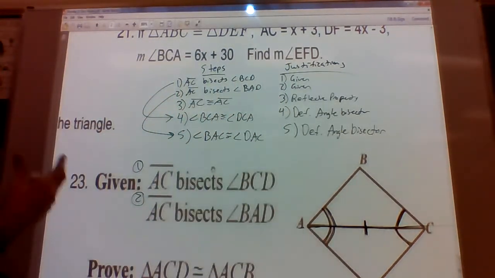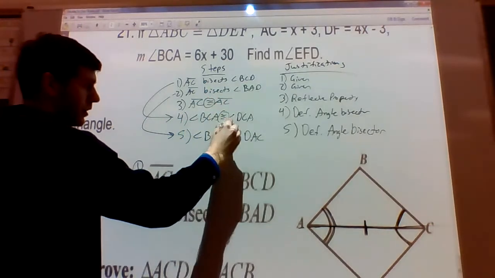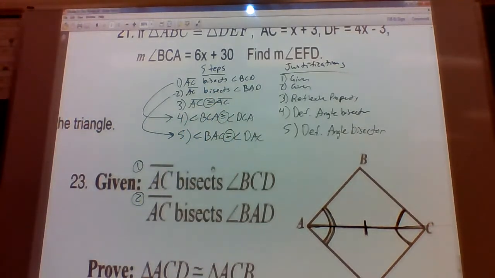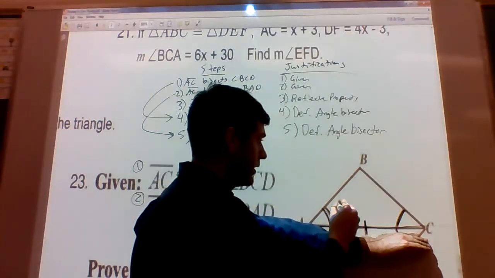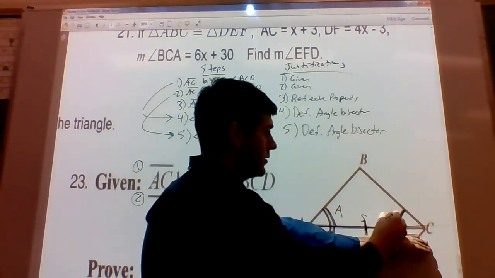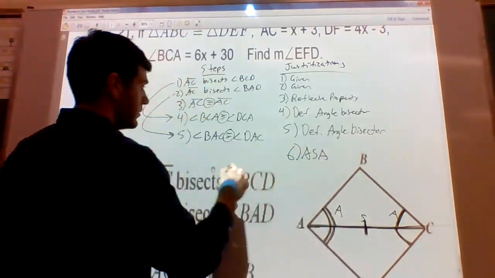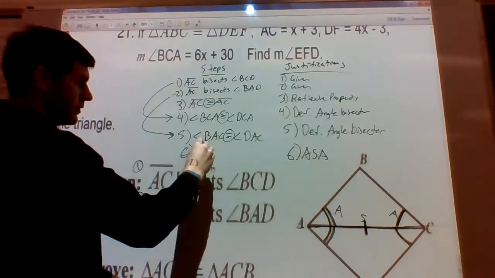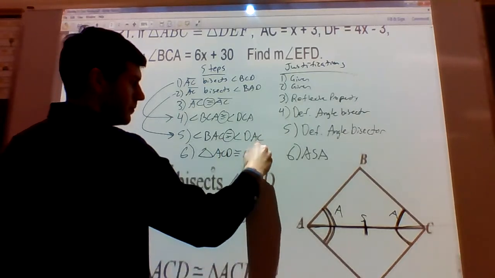Okay, now we've written our givens. We've looked for shared sides or vertical angles. We used our givens, so we've used our givens. We now have three corresponding parts that are congruent, two angles and a side. So we know it's either going to be angle, side, angle, or side, angle, side. Let's look at our triangle. Cover one of the triangles up. This is a side or an angle. That's an angle. That's a side. That's an angle. So by the angle side angle postulate, we can prove that triangle ACD is congruent to triangle ACB.